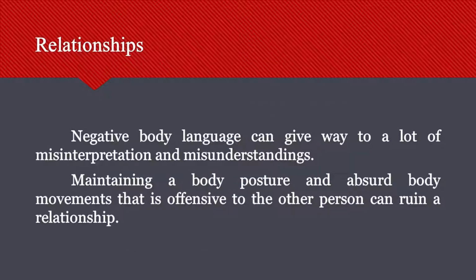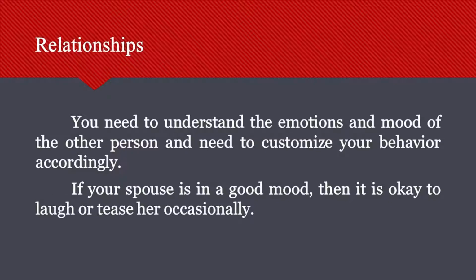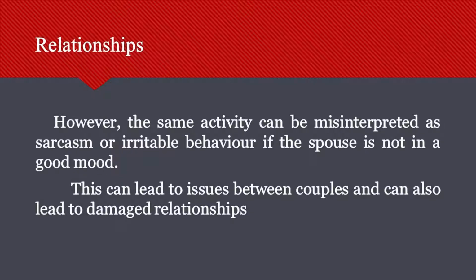Relationships. Negative body language can give way to a lot of misinterpretation and misunderstandings. Maintaining a body posture and absurd body movements that is offensive to the other person can ruin a relationship. You need to understand the emotions and mood of the other person and need to customize your behavior accordingly. If your spouse is in a good mood, then it is okay to laugh or tease her occasionally. However, the same activity can be misinterpreted as sarcasm or irritable behavior if the spouse is not in a good mood. This can lead to issues between couples and can also lead to damaged relationships.